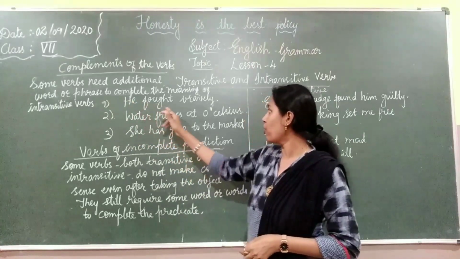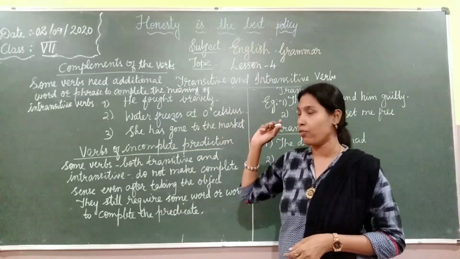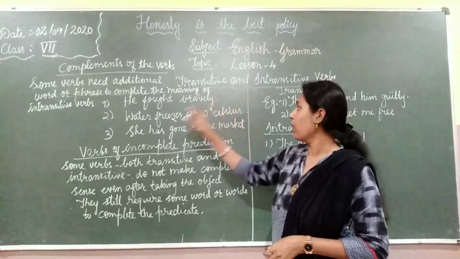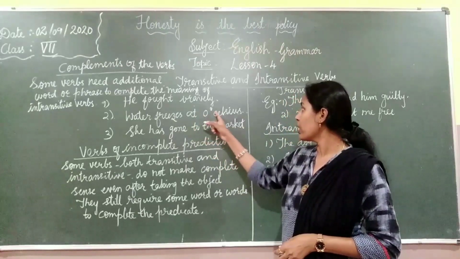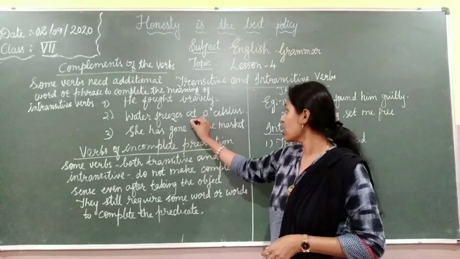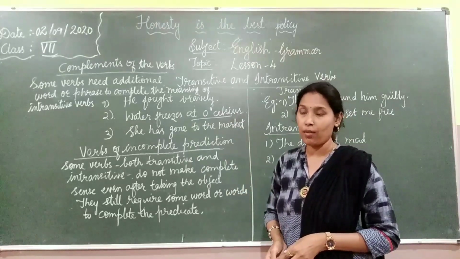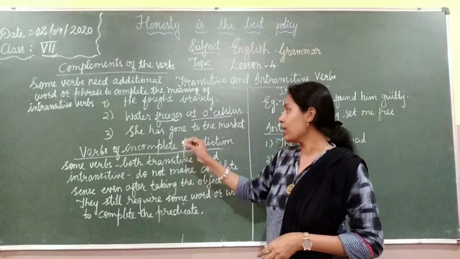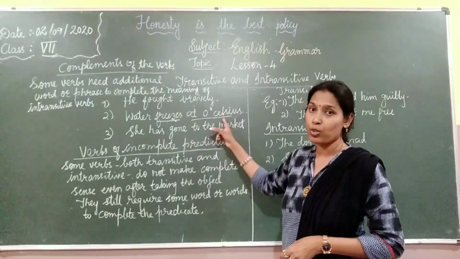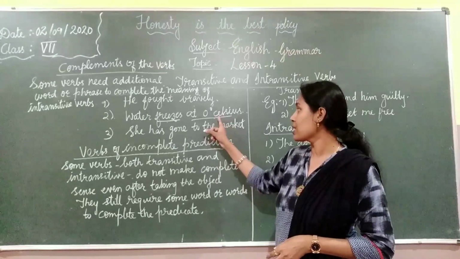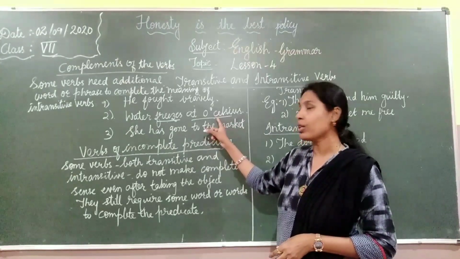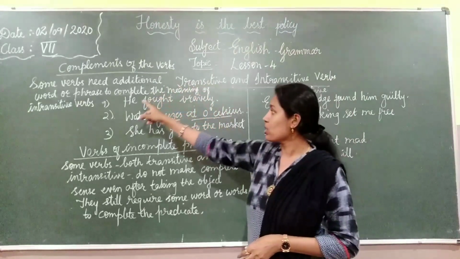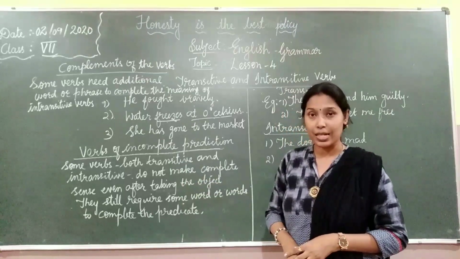See examples: he fought bravely. Bravely is what? Adverb phrase, right? So he fought bravely. This is what? Intransitive verb. Water freezes at 0 degrees Celsius. Water freezes at 0 degrees Celsius is what? Prepositional phrase. This is not an object. Water freezes. This is the verb. You can't think that after that there is something there, that is the object. This is not the object. Okay. This is just prepositional phrases. It is not considered as transitive verbs. This is just some words or phrases used to complete the meaning of intransitive verbs.